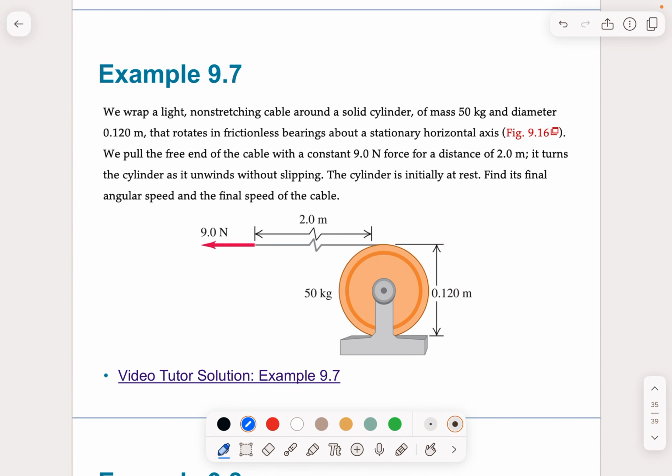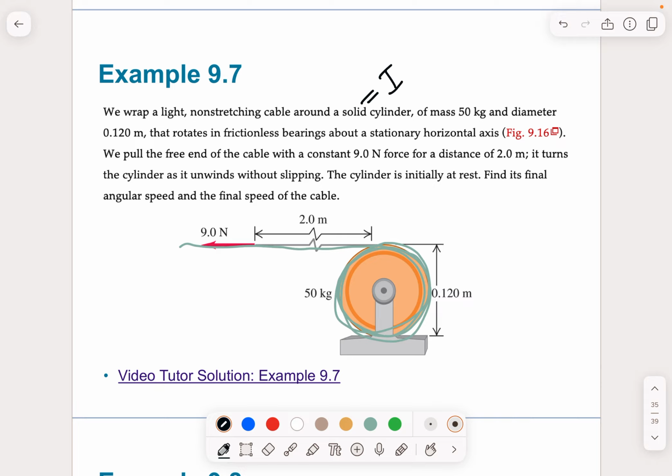Now here's an example where we can use moment of inertia and basically energy analysis to solve problems, okay? So we have a cable that's wrapped around this cylinder, so it's kind of like a hose reel. There's a cable here, you can't see it. And then this cable extends out like this, okay? This cylinder is a solid cylinder.